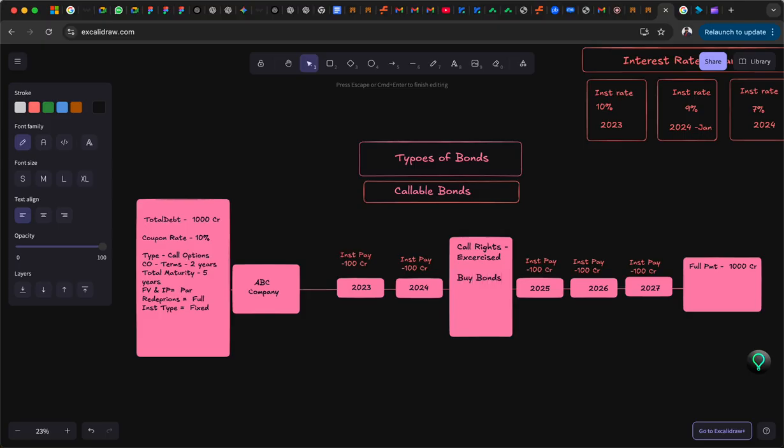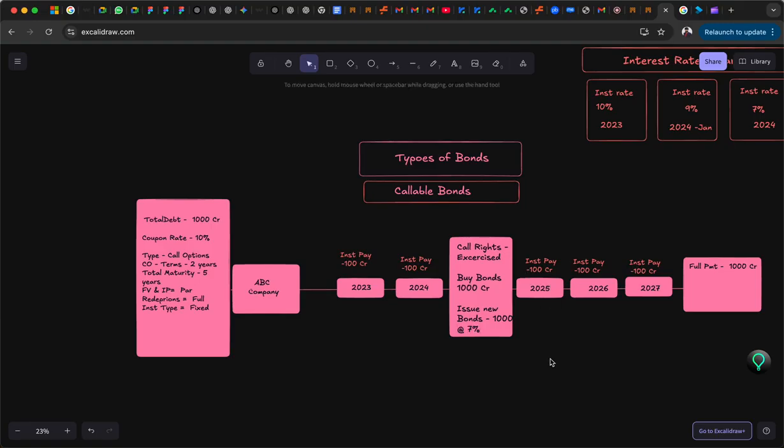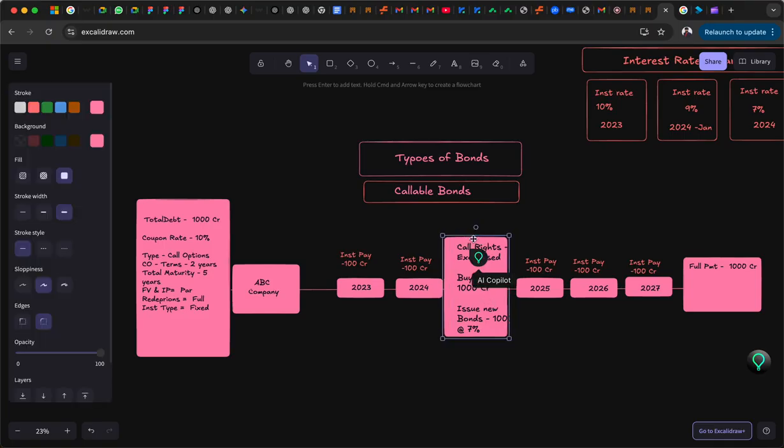So whatever bonds are outstanding, let's say 1,000 crore bonds are outstanding, buy them from the market, pay the 1,000 crores to the bondholders, because you have the right. You can ask bondholders to surrender the bonds so that you can buy them back, and then issue new bonds again for 1,000 crores, but here the interest rate would be 7%. You get it, guys? What I have done here.